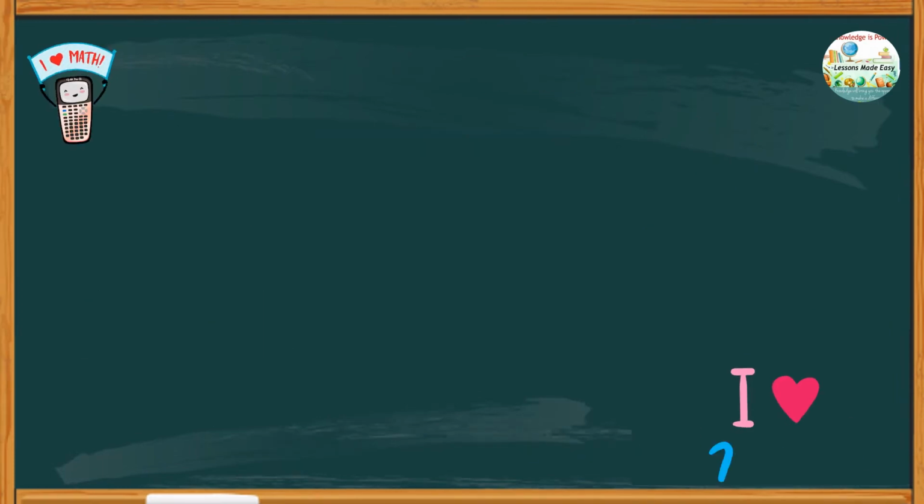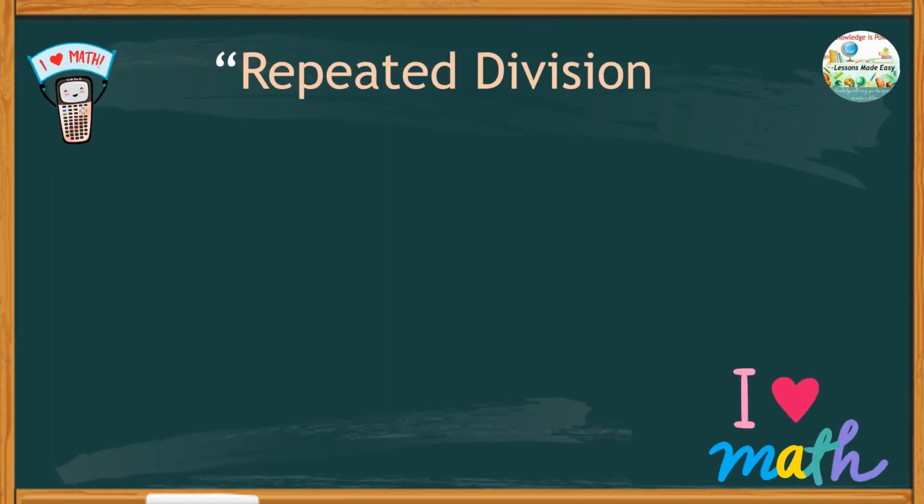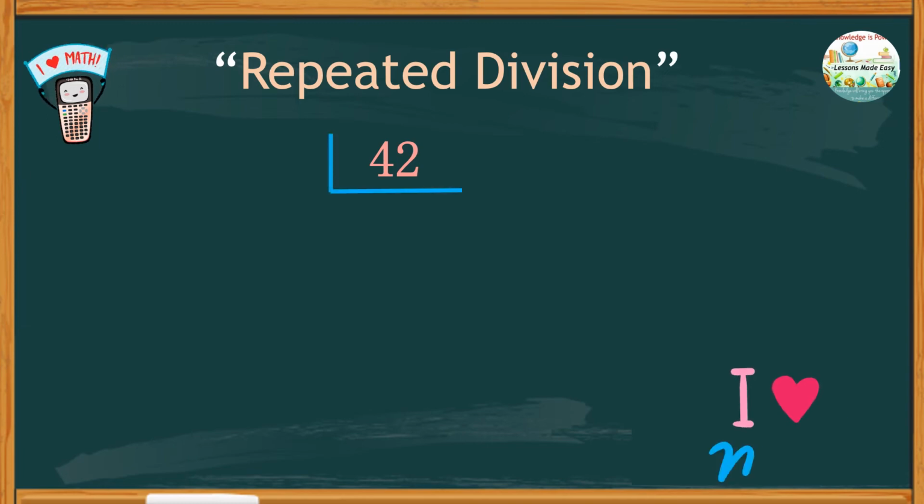Another way to do prime factorization is by doing repeated division. In this method, we continuously divide the given number using only divisors that are prime numbers. How do you express 42 as a product of prime factors? Let's try dividing 42 using only prime numbers as divisors.